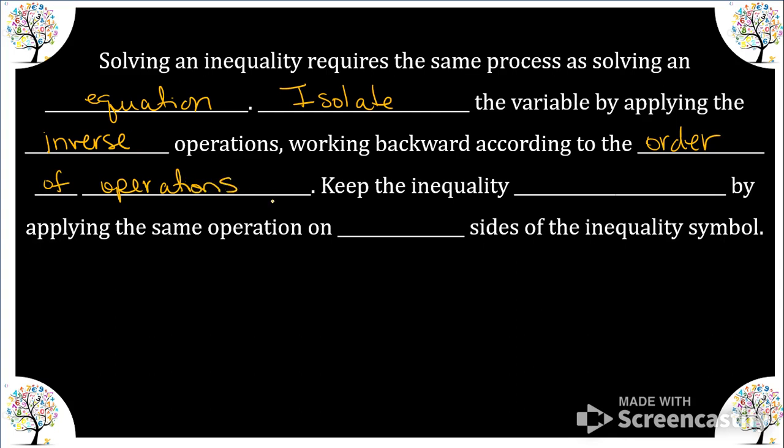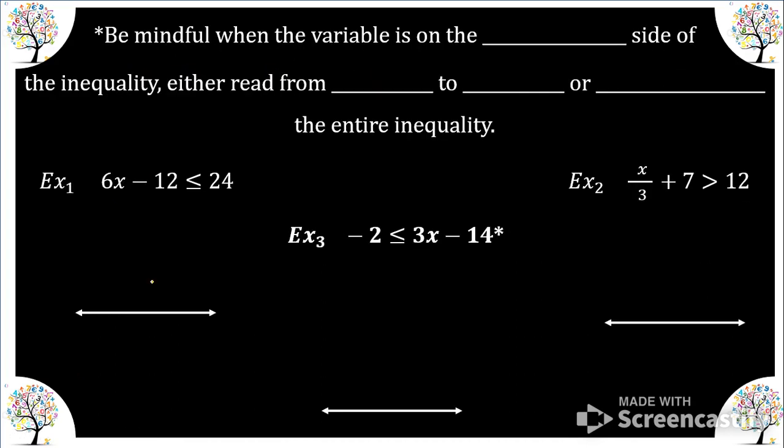Keep the inequality balanced by applying the same operation on both sides of the inequality symbol, just like solving equations. Be mindful when the variable is on the right side of the inequality: either read from right to left with respect to the variable that's on the right, or reverse the entire inequality.